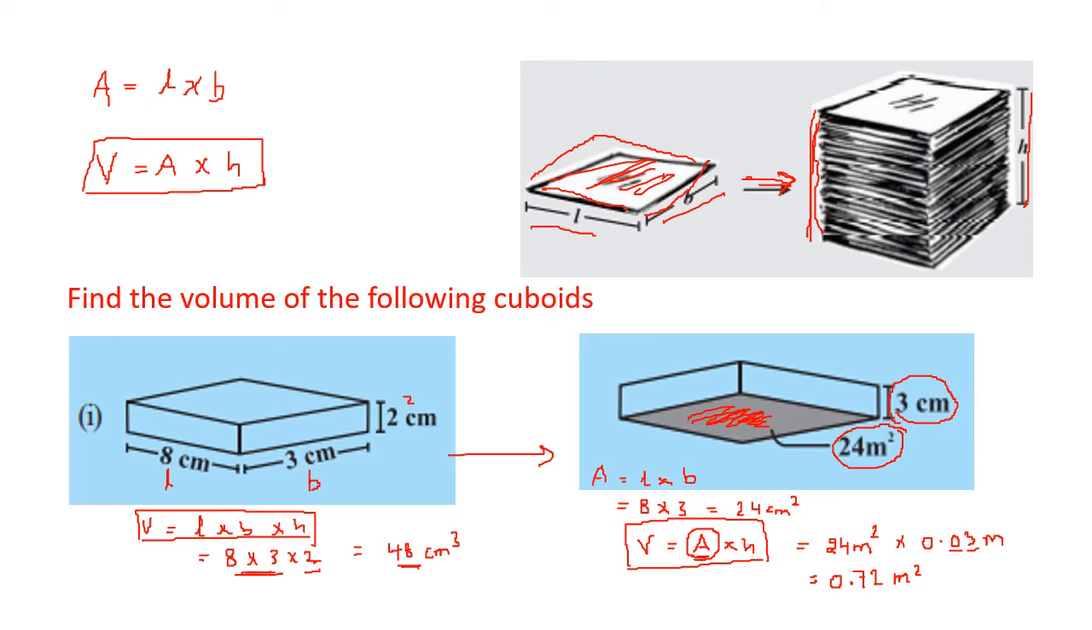So here you can see the length, the breadth and the height all are in centimeter. So no conversion is needed. But here the area is in meter square and the height is in centimeter. So we have to convert the centimeter into meter or meter into centimeter and then get the volume. So we have to be very careful while dealing with the units.